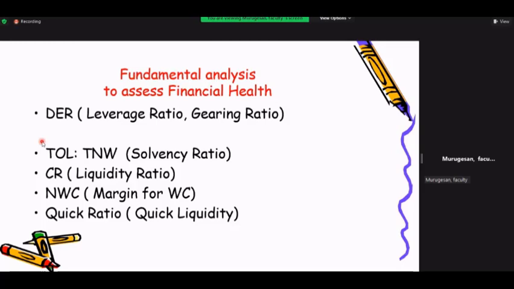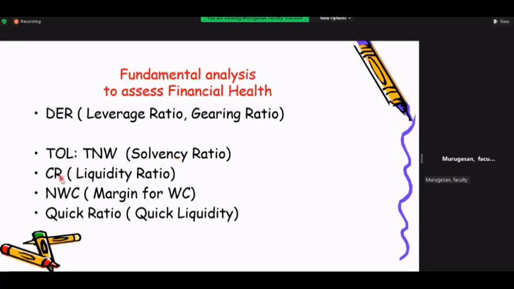How do you calculate the debt equity ratio? Long-term debts divided by equity. This is also called leverage ratio, gearing ratio. What is the next ratio? TOL by TNW. What is TOL? Total outside liability. What is TNW? Tangible net worth, total equity. That is also called solvency ratio.